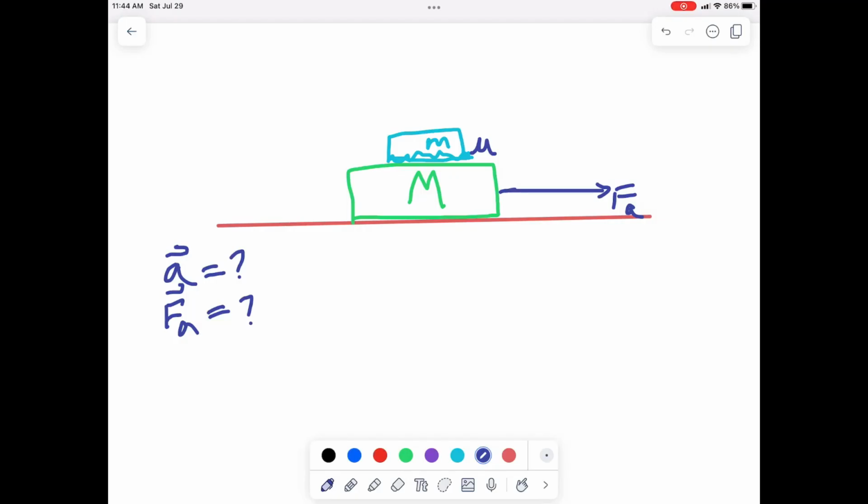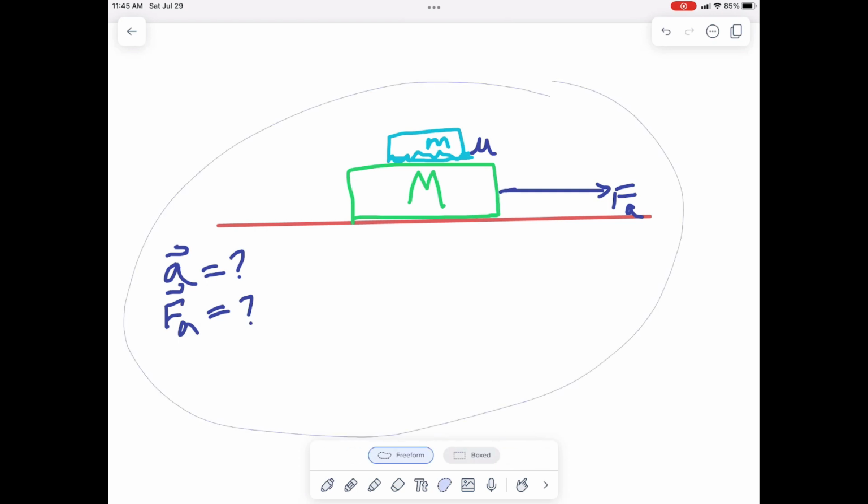Hi guys, I wanted to make a video on another really common dynamics problem, which is when you have a system of two blocks with one block on the bottom and one block on top of it, and there's no friction between the ground, but there is friction between the two blocks, and the block on the bottom is being pulled by an applied force. In this problem, we're going to solve for the acceleration of the system and also the applied force acting on the block. So let's first solve for the acceleration of the system.